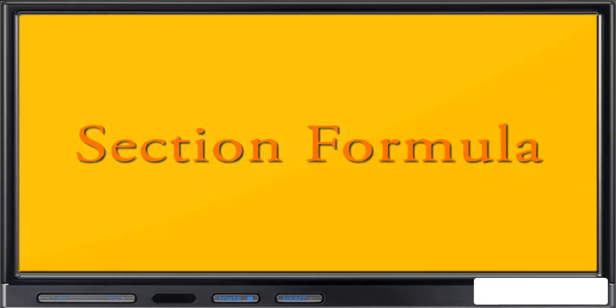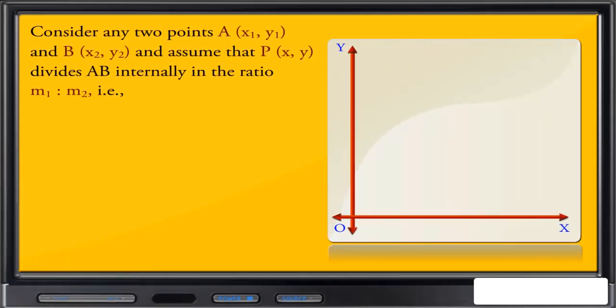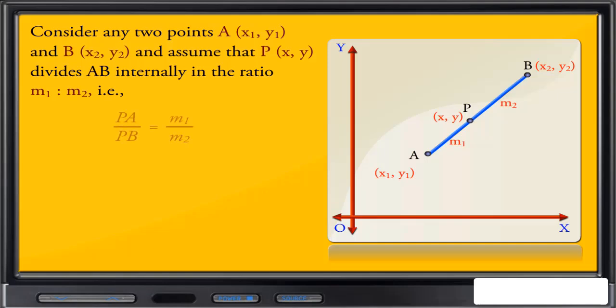In this module, we will learn about section formula. Consider any 2 points A, x1, y1 and B, x2, y2 and assume that P, x, y divides AB internally in the ratio m1 is to m2, that is, PA upon PB is equal to m1 upon m2.